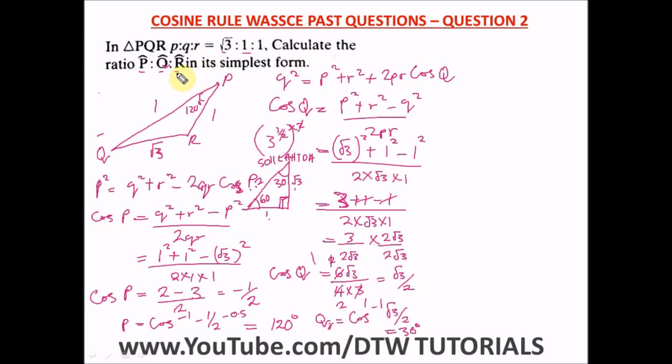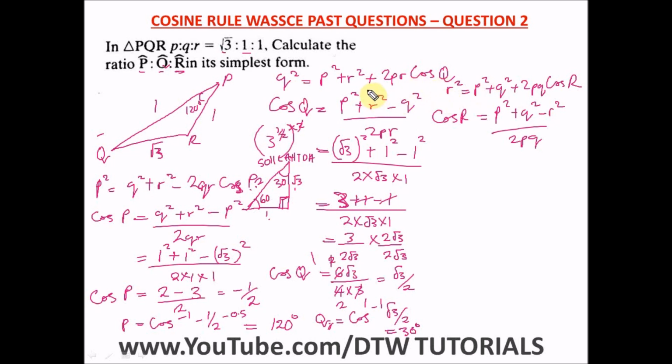So this is for Q. We found Q. Now let's find the angle R. For the angle R, we are going to have R square is equal to P square plus Q square plus 2PQ cos R. So cos R will be equal to P square plus Q square minus R square divided by 2PQ.